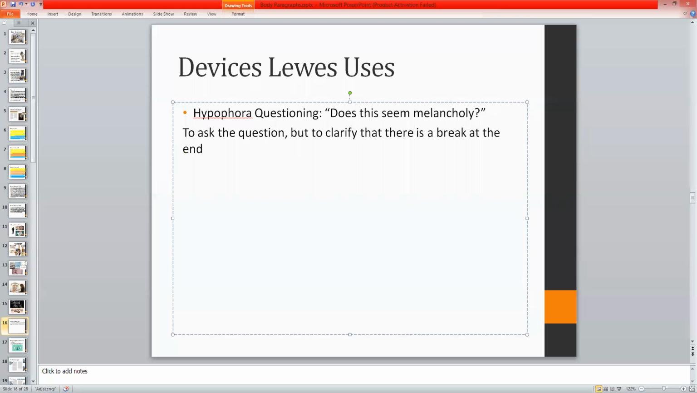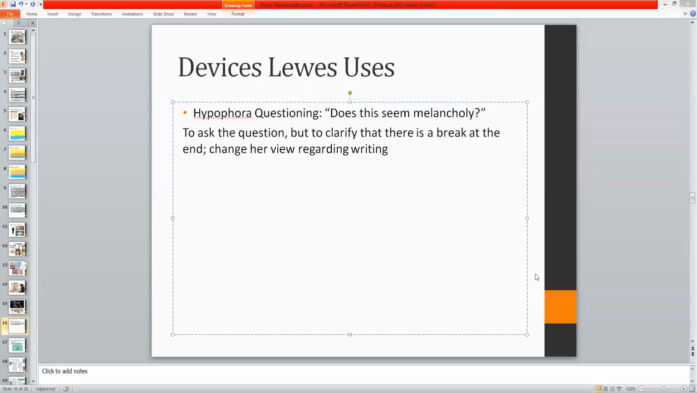Mm-hmm. And I think this is more towards the middle end of the piece here, where she asks Pierce, "Hey, does it seem melancholy you're doing this? Because it shouldn't. I think it'd be sadder if you received empty praises or whatever." Yeah, absolutely. So in this case, it's to ask this question to clarify there is a break at the end, and also to change her view regarding writing. Yep, absolutely. Good start. So just like that, we're looking for a couple of devices that came from the work itself, just kind of work with here.